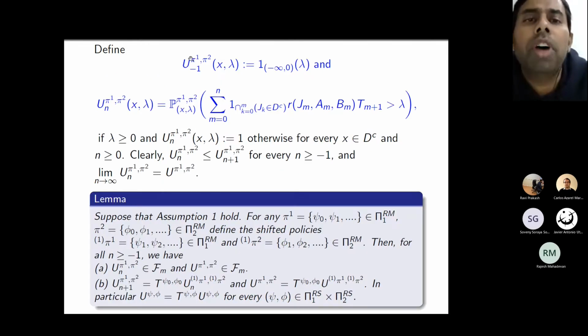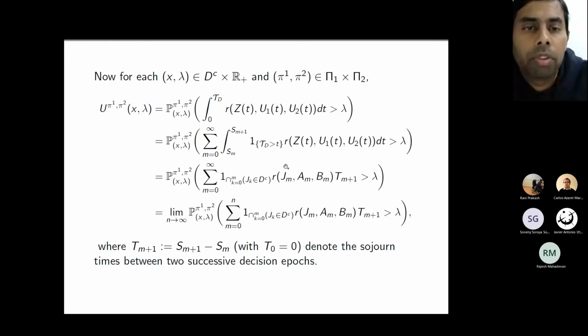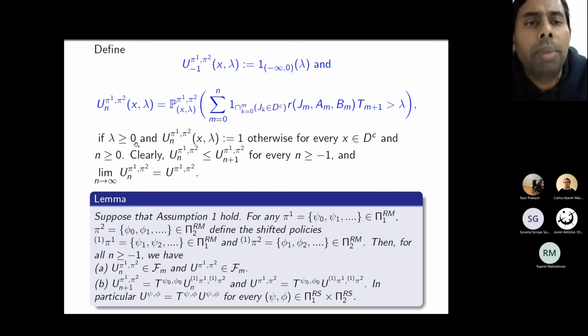Fine. So now, since we can write this performance criterion in this way, motivated by this, we define some functions. First we define this u minus 1 pi 1 pi 2. Why this? That is because think of it like if your lambda is less than 0, then with probability 1, you will exceed the reward level. And this you just define to be this thing, this quantity whose limit you have. This is if lambda is greater than or equal to 0, and if lambda is less than 0, you define it to be 1.